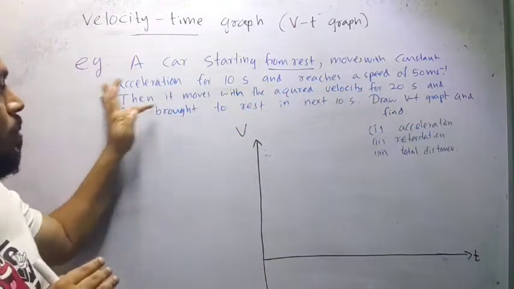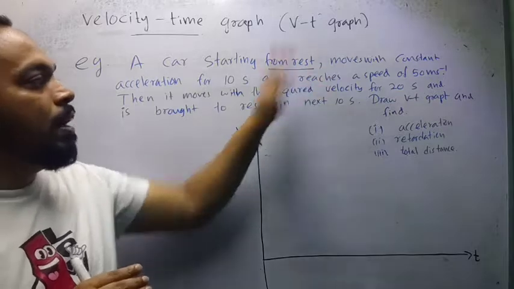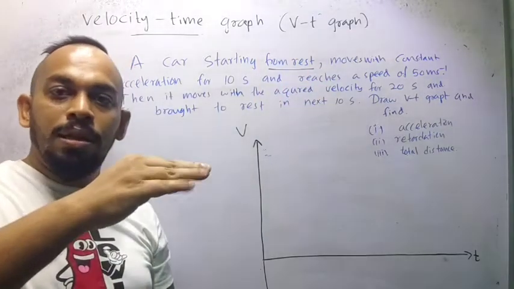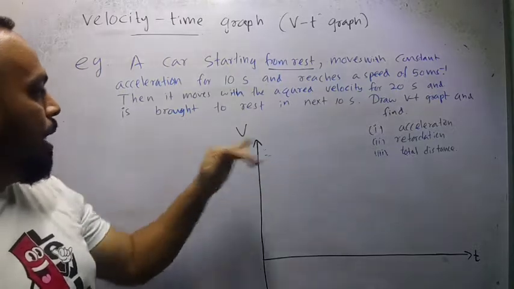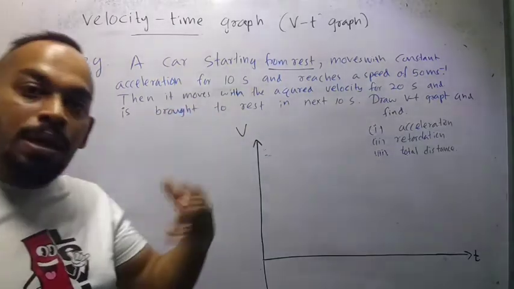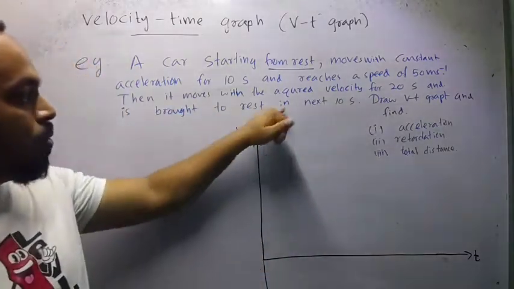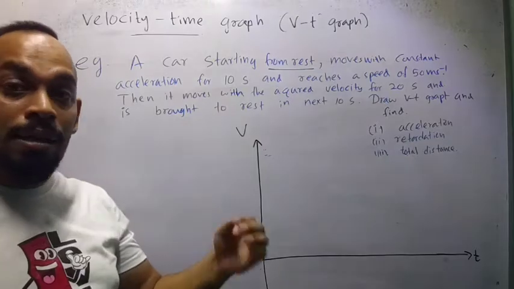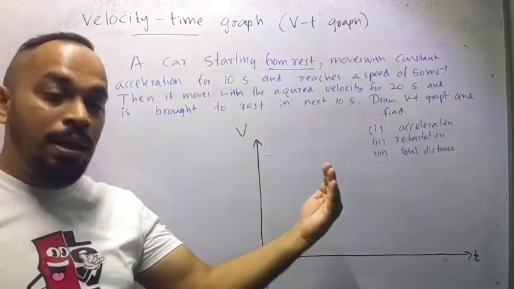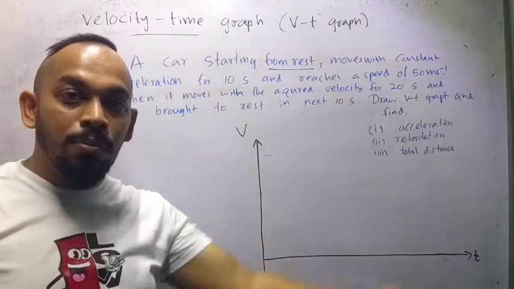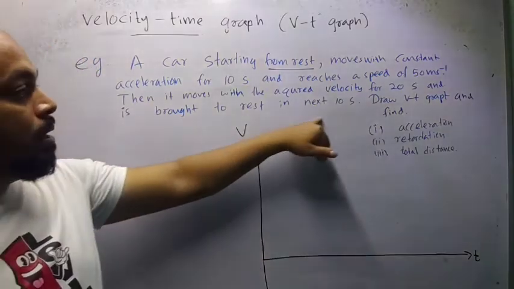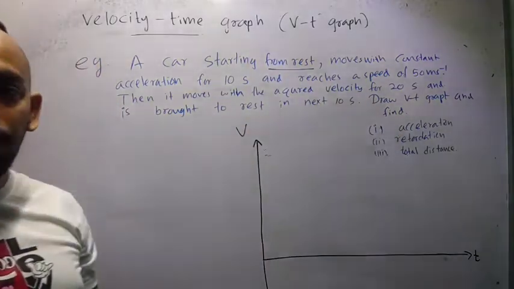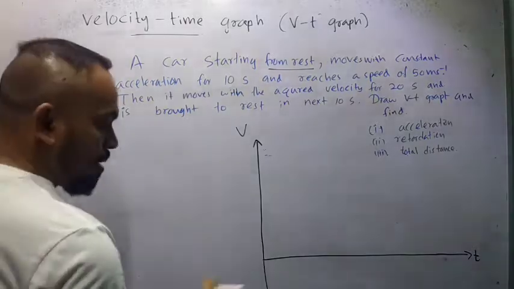Then it moves with the acquired velocity for 20 seconds, and is brought to rest in the next 10 seconds. After moving for 20 seconds, in the next 10 seconds the car is brought to rest, which means the velocity must become 0. Now draw the VT diagram. Let's see. Starting from rest, let's begin from here.